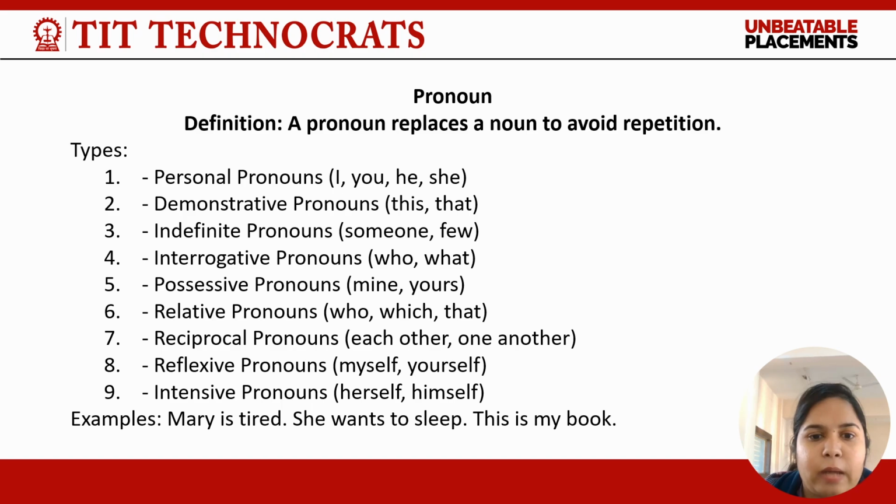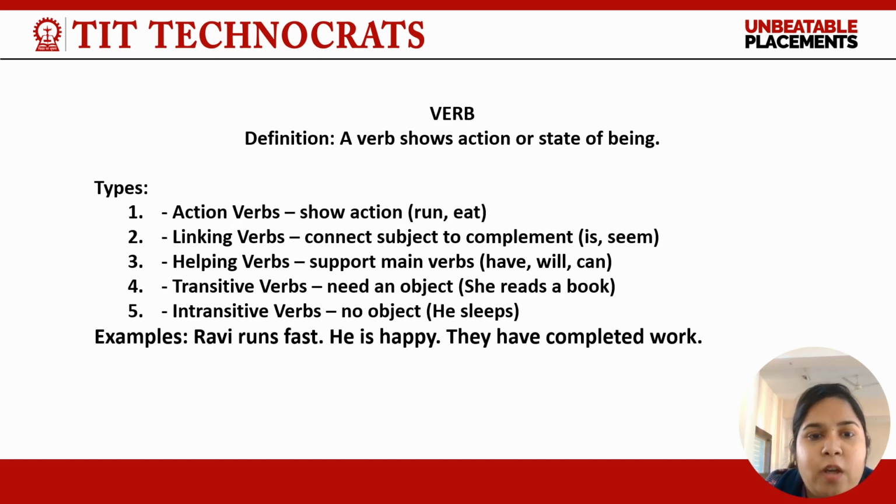Now we will have a look at verbs. As we know, verbs show action or state of being. There are 5 types of verbs used in English grammar. The first one is action words, which show some type of action. For example, run, eat, jump, etc. The second type of verb is linking verbs, which are used to connect the subject to the complement. For example, is, am, seem, and so on.